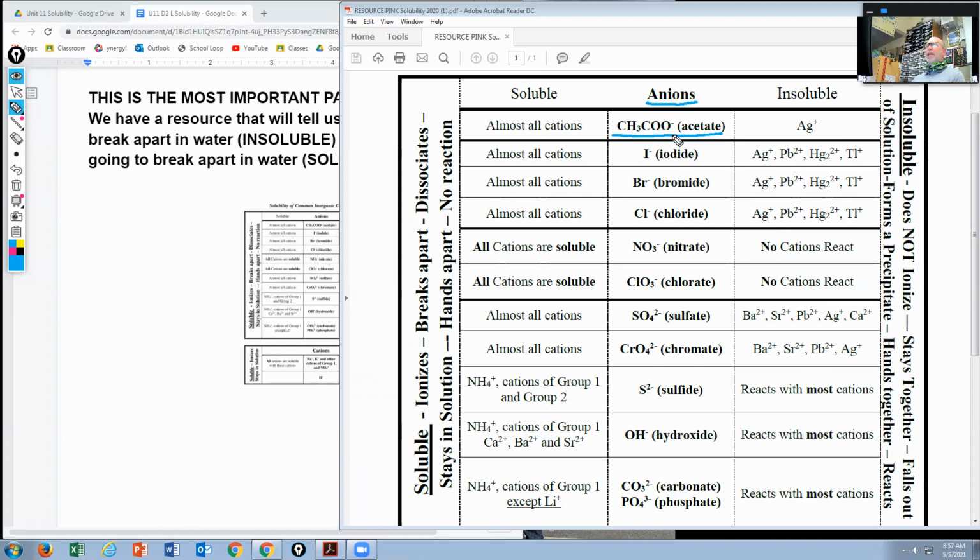What can we mix with acetate to make an insoluble compound? Well, there's only one thing. The only ion that we can put with acetate is going to be silver. And if silver gets together with acetate, it's going to move in the insoluble direction and form an insoluble compound.